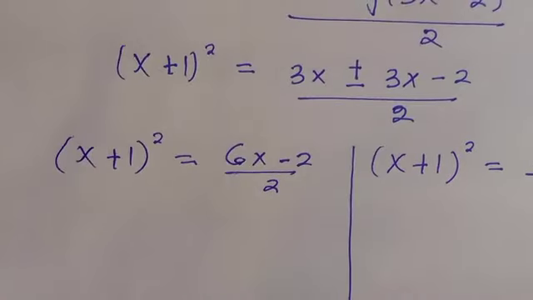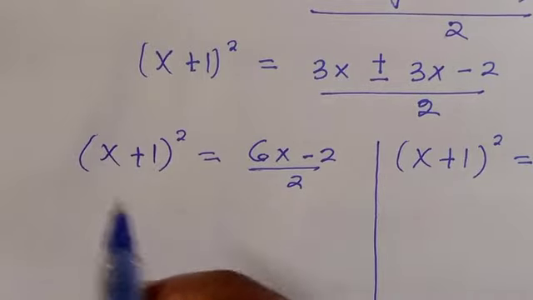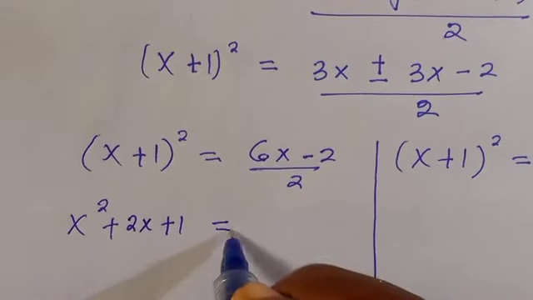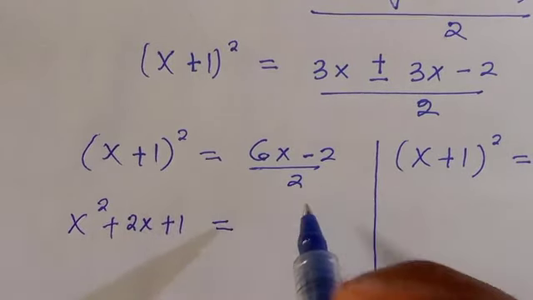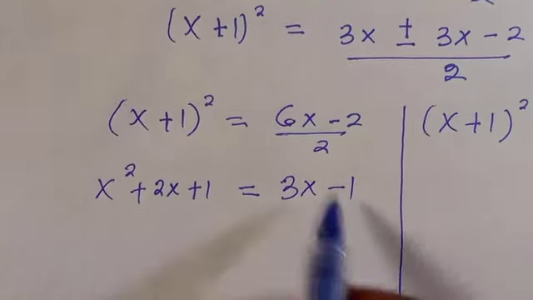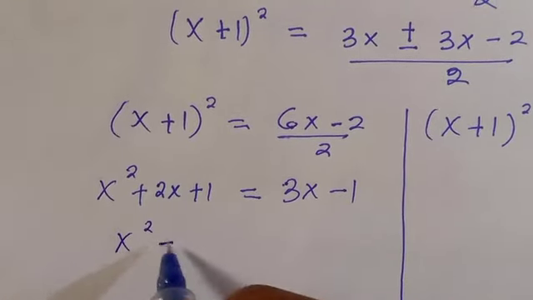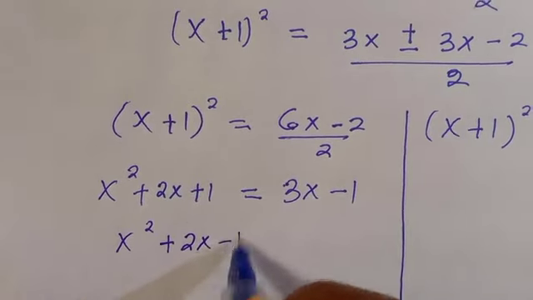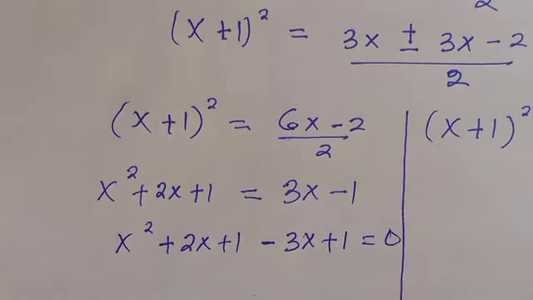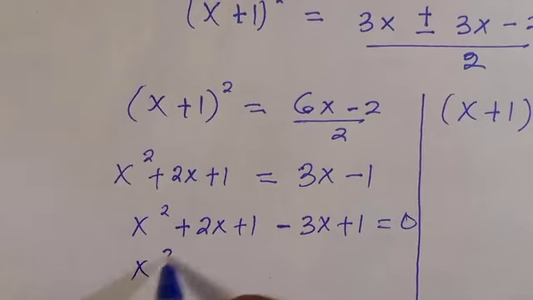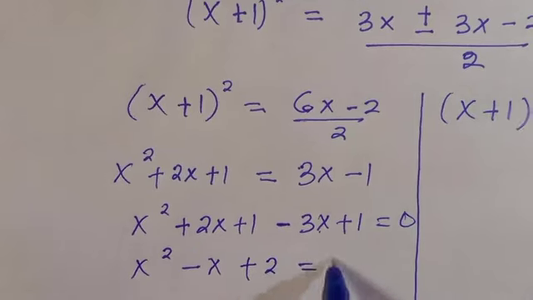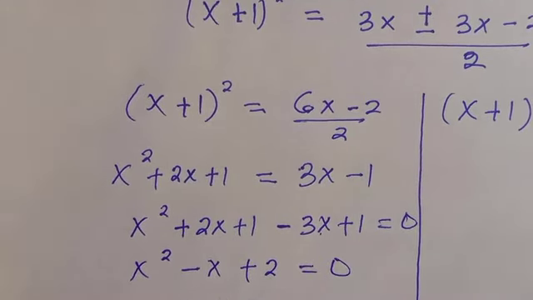Alright, so to deal with this, we have the expansion of this, which is x squared plus 2x plus 1 equals, when we take out 2 here, what we are going to be left with is 3x minus 1. And taking the whole of this one here, we have x squared plus 2x plus 1 minus 3x plus 1 equals 0. And here is x squared, so this and this is minus x plus 2 equals 0, which is a quadratic equation as well.